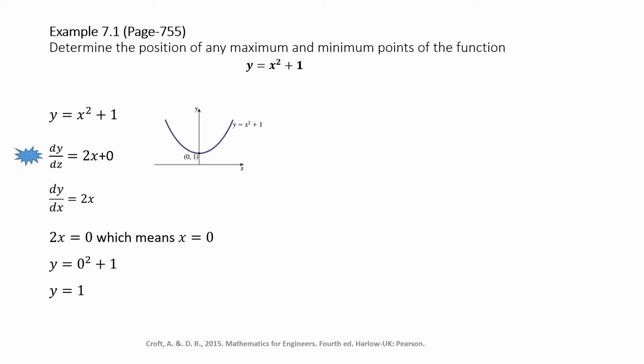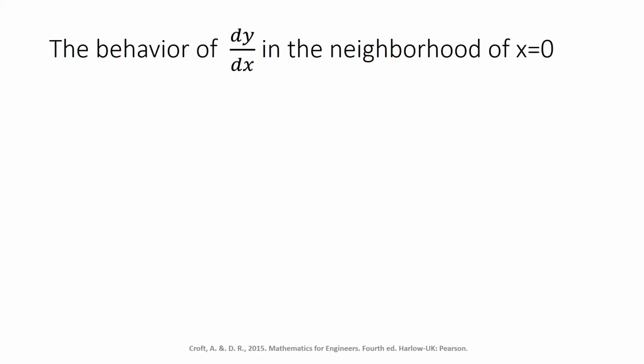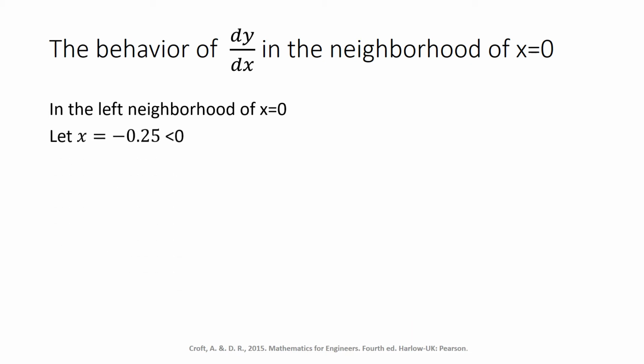Okay, this symbol tells that I used rule 3, and let dy by dx equals 0. I gave this reason: 2x equals 0, which means rate of change. Now let's study the behavior of dy by dx in the neighborhood of x. In the left neighborhood of x, meaning for a smaller number than 0, let x equals minus 0.25.